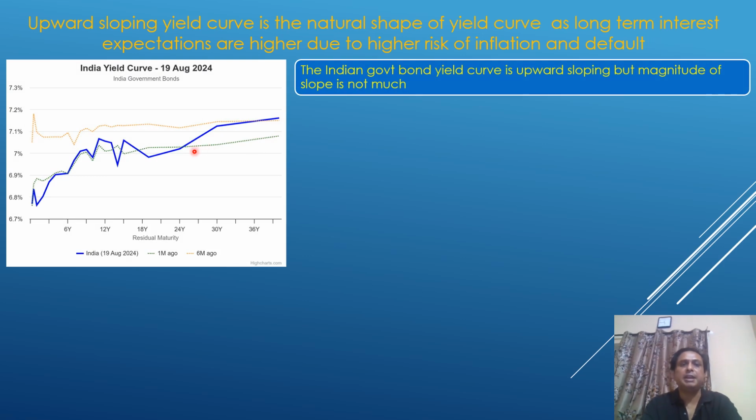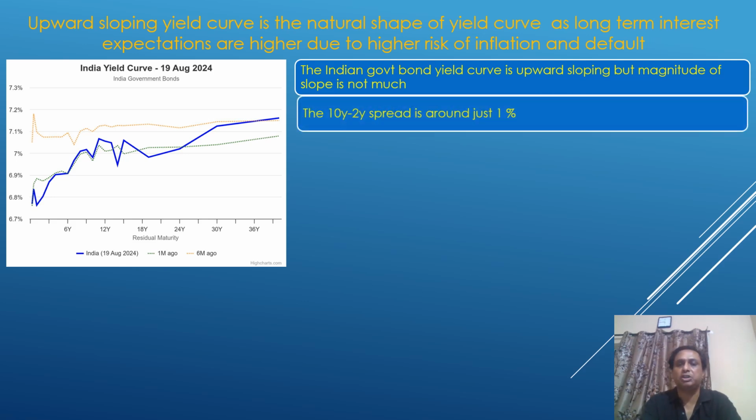Now, this is the Indian yield curve as on 19th August 2024. This is an upward sloping yield curve, but the magnitude of the upward slope is quite low. And the other two curves show the yield curves, one 1 month ago and another 6 months ago. The long end of the curves has remained the same, only the short end has fallen a bit. The Indian government yield curve is upward sloping, but the magnitude of the slope is not much.